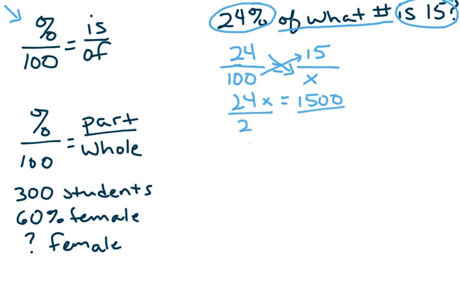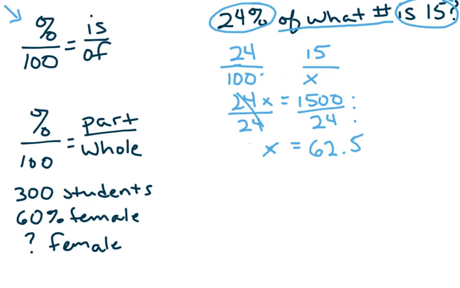Now, to do it like this is not necessary. It's just helpful for people who struggle with this. So you're going to say right here, you get 24, and 24 divided by 24 goes away, and you're left with x. And then over here, you just type in 1500 divided by 24, and your answer is 62.5. And that's the final answer for 24% of what number is 15.